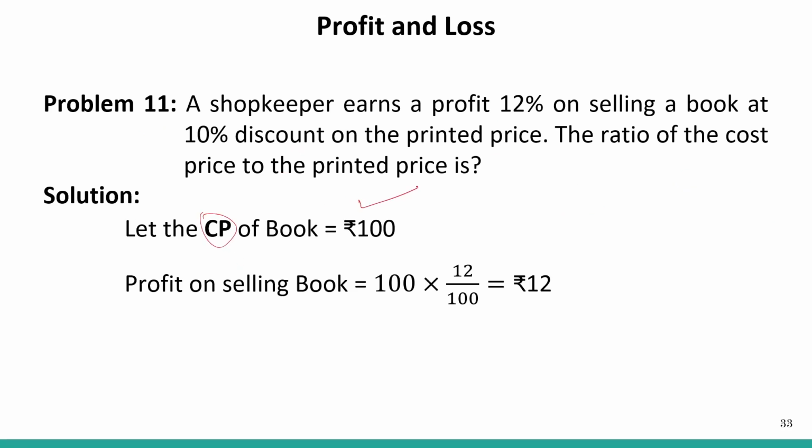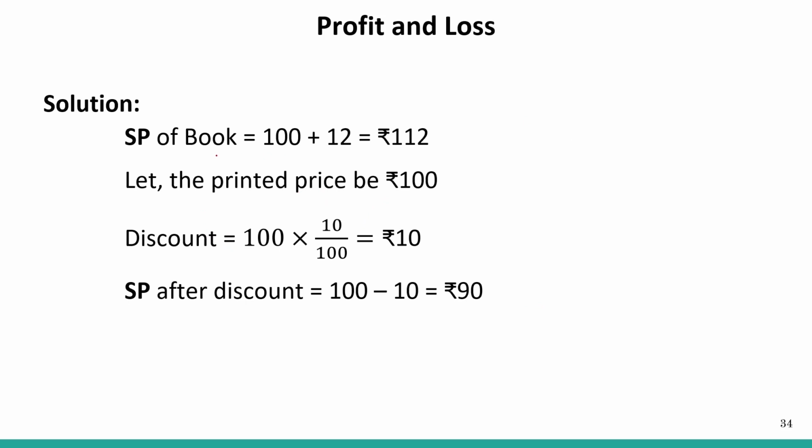So the cost price of the book is what? 100. Let's say it is 100. Okay. So here we are assuming it to be 100. Then we will scale it down or scale it up according to the question. So profit on selling the book is equal to 100 into 12 by 100, which is equal to 12 rupees. Okay. Since he earns a profit of 12%. So the selling price of the book will be what? 100 plus 12, because this is the profit amount and this is the cost price, so it will be 112. So the printed price will be 100. Okay, so discount is equal to 100 into 10 by 100, which is equal to 10. So the selling price after the discount will be what? 100 minus 10 is equal to 90 rupees.